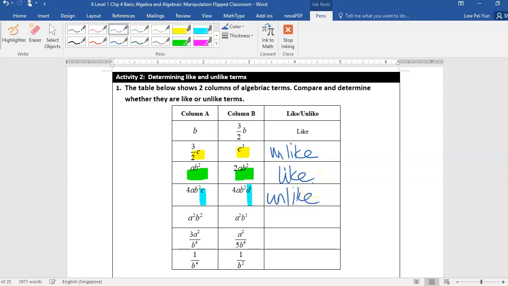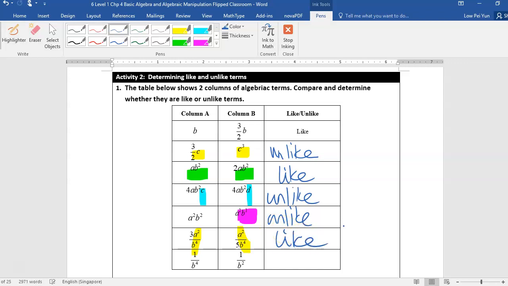And then over here we have A squared, B squared. However, the other side we have A squared, B cubed. Cube and square are not the same thing. So they are unlike terms. And then the next part we have A squared over B power 4. This one is A squared over B power 4. Aha! Tricky, but they are like terms.